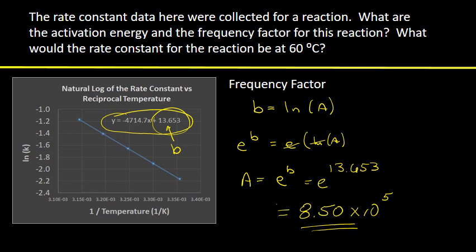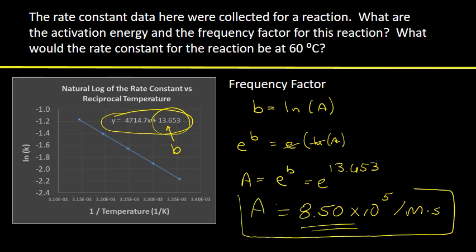When you take a log of something, you lose the units. So when you go back in the other direction, the units don't come out automatically. You just have to put them in based on the units of the rate constant. But that's kind of nice that using those two methods, we got the same value for the frequency factor.